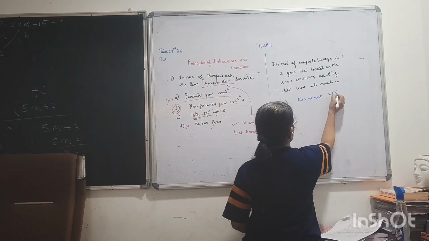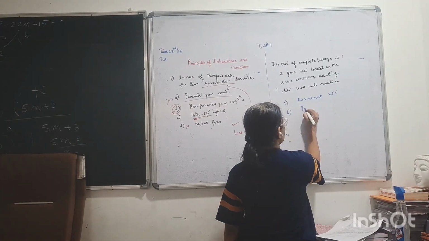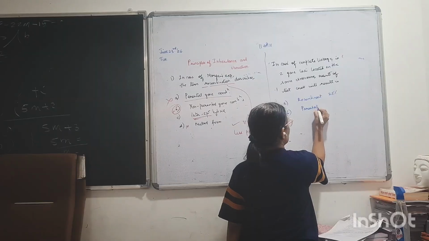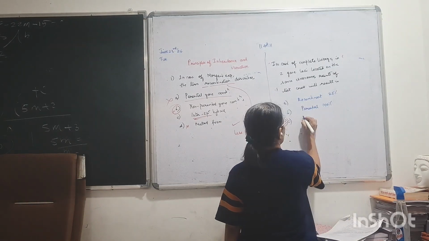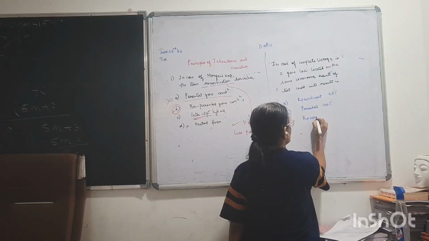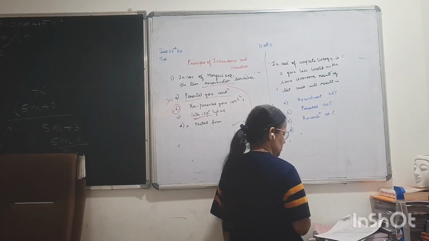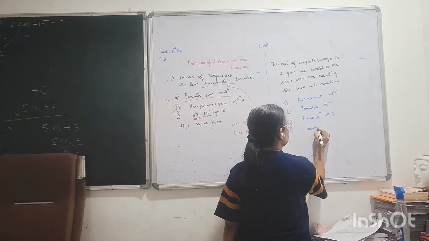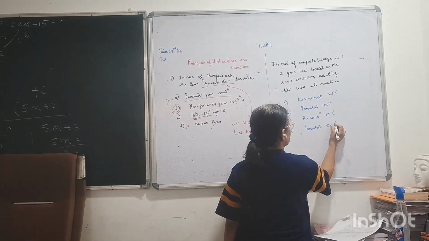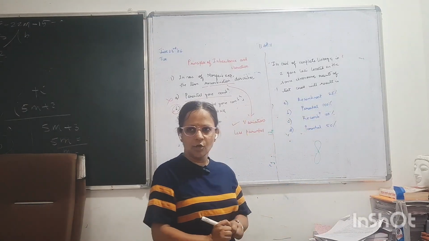B, parental 100%, C, recombinant 100%, and last option is parental 50%. Parental 50%. Now you have to solve the question logically.